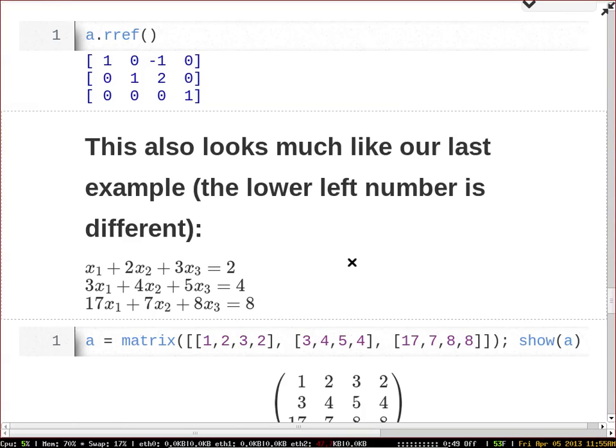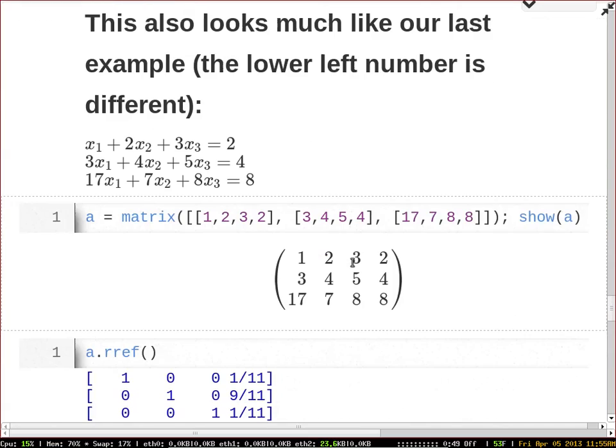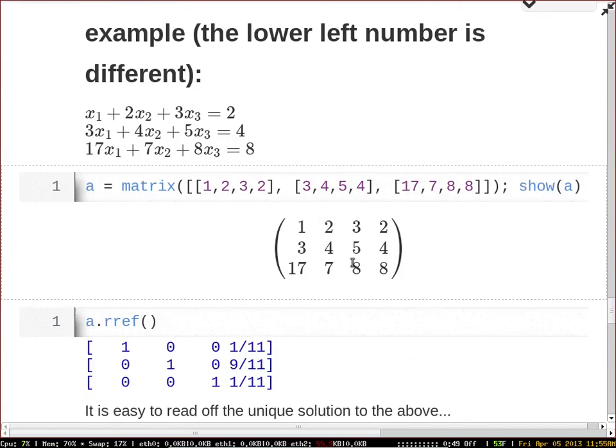So here's the next one. So what did I do? I changed the lower left entry to 17. Right here. Okay, and now I ask for the reduced row echelon form, and I get 1, 0, 0, and then, it's really good that we didn't have to do this by hand, 1/11.